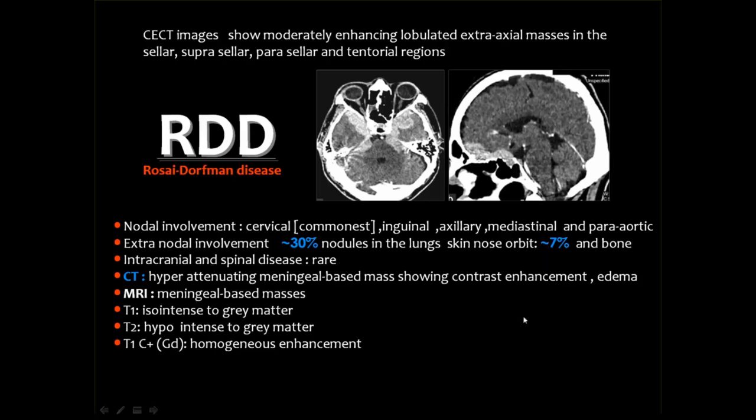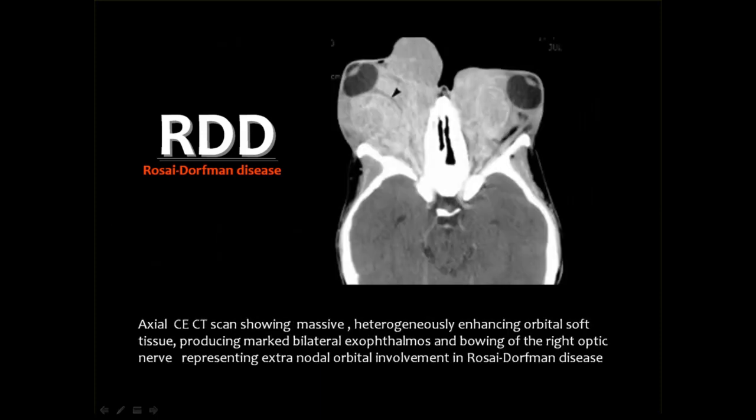Intracranial and intraspinal involvement is rare. On CT, you will get hyperdense meningeal-based masses with significant contrast enhancement, and sometimes some edema around the lesions. And you see here sheets of meningeal-based enhancing lesions, which are sometimes unilateral or bilateral. On MRI, the lesions are isointense on T1 and hypointense on T2 with significant homogeneous enhancement.